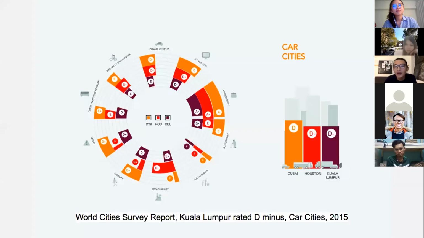So it's no surprise that Malaysia and now KL is rated as a D- in terms of sustainable cities, or I think mobility cities. So we are a car city, D-. This is 2015, 5 years ago. I think we maybe are C- now, maybe. Did you mind explaining a bit on the grading?